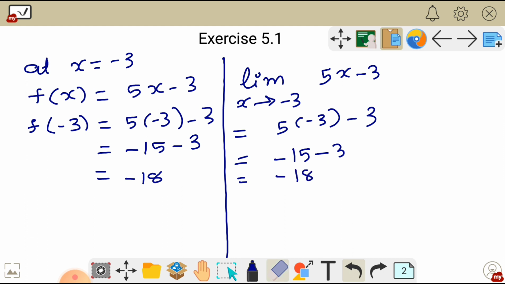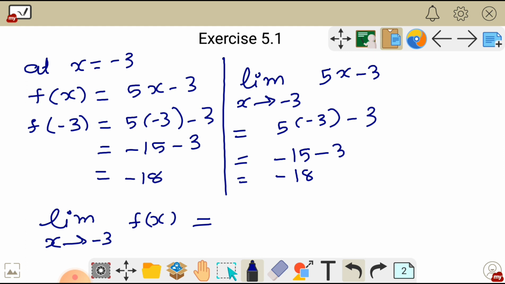So as you can see, our limit and function at minus 3 are equal, so we can say that the limit as x tends to minus 3 of f of x equals f of minus 3. So our function is continuous at the point minus 3 also, right?